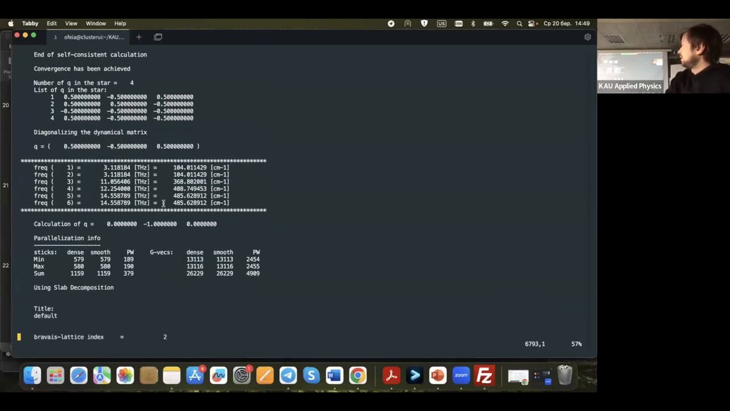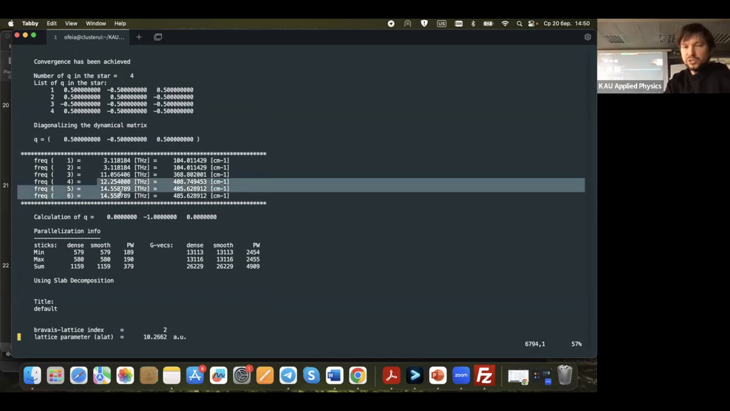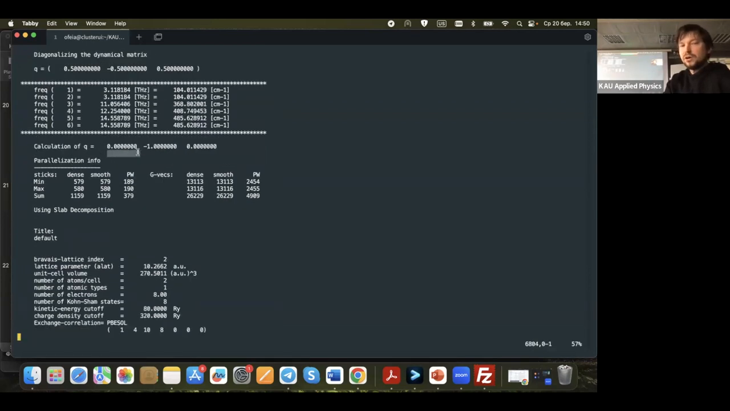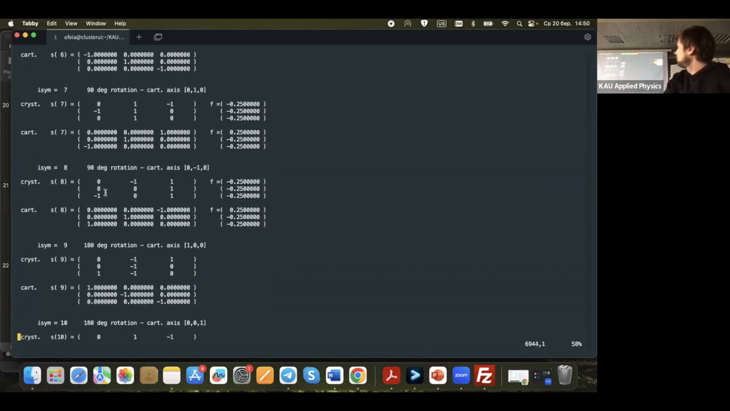And here are some frequencies. You see that this is our acoustic frequencies. Two frequencies are the same. It means they are degenerate. Usually the transverse frequencies are degenerate, it means they have the same frequency. And here is the longitudinal one. The longitudinal branch of phonons always has a higher frequency, and three acoustic. Then the same we have for the last Q point.